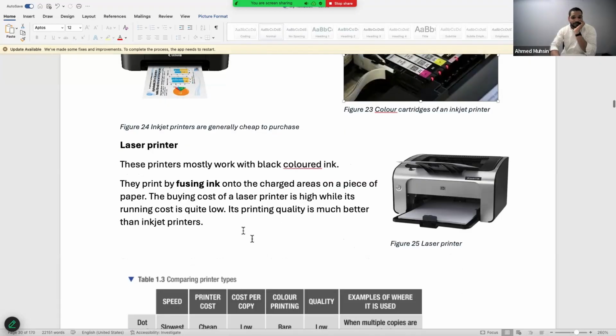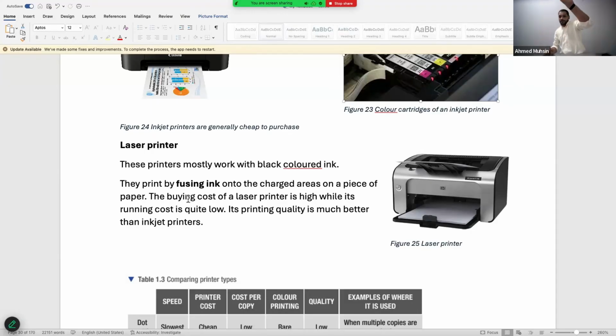Can you all see the next paragraph? What have I said? They print by fusing ink. Is it clear? Ink is kind of pasted on the paper and the paper comes out. Everybody okay with it? We don't say pasted. Pasted would be completely wrong. But for you all to understand the meaning of fusing, I'm using the word pasted.